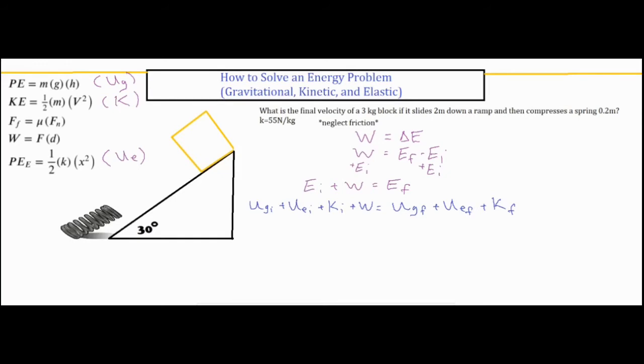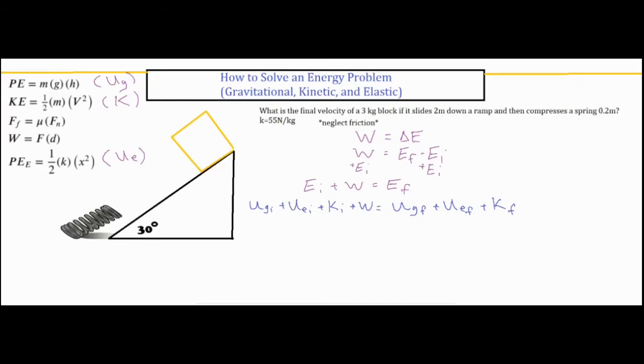So I asked myself a series of pretty simple questions, and then I cross out the types of energy that I don't need. So my initial conditions are right over here. So it's the block sitting at the top of the ramp. Sounds like it's at rest. It's at the top of this ramp. It slides down 2 meters, an additional 0.2 meters, and then compresses a spring.